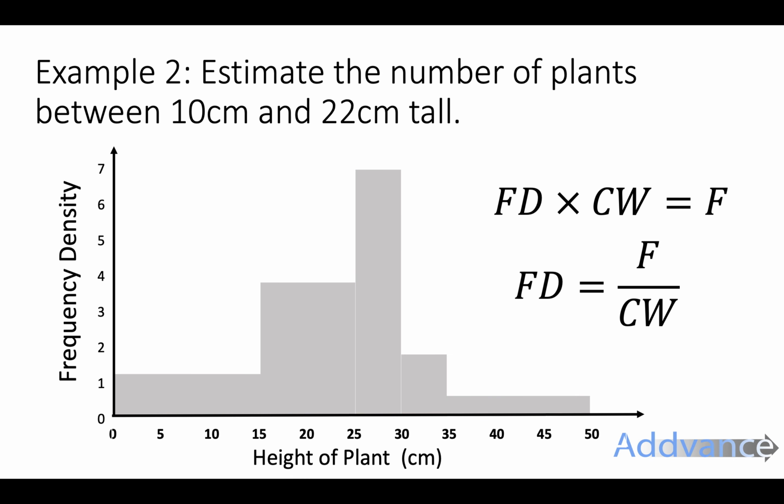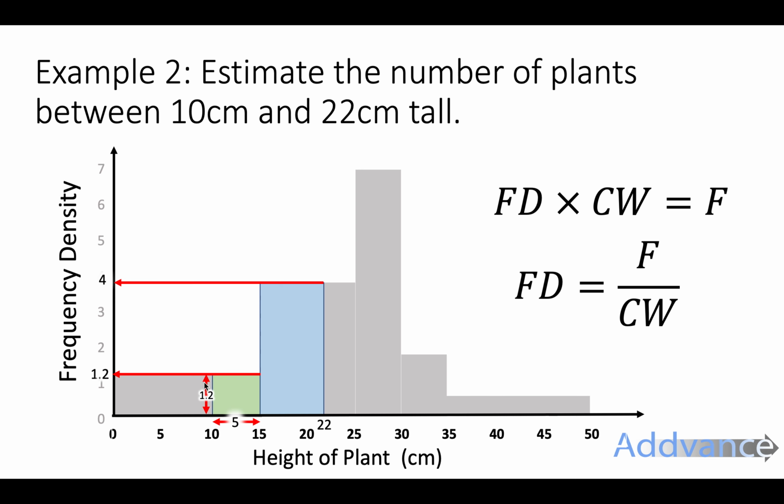So example 2, it says estimate the number of plants between 10 and 22 centimetres tall. Well, between 10 and 22 is down here. So 10 is this green bar, 10 to 15, and then 15 to 22 gets us up there. So that's 10 to 22. We're interested in those two bars there, and only those two bars. To work out the frequency, we're going to do the frequency density times class width. The frequency density for the first bar is 1.2, and the class width here is 5.